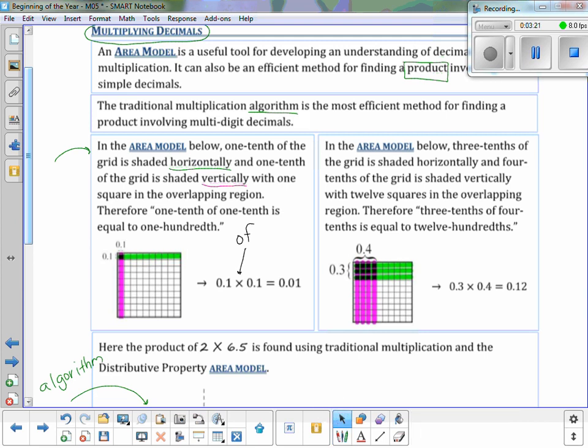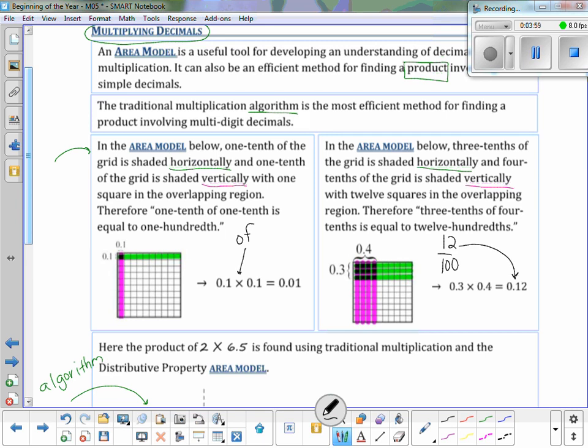It says in the area model below, 3/10 of the grid is shaded horizontally. So that's the part in green. Okay, we have 3 out of 10, 3/10. Vertically, we have 4/10 right here. Okay, so vertically would be those 4/10 there. They overlap 12 squares, so that gives us 12 over 100, 12 out of 100, which we can write as a decimal like this.